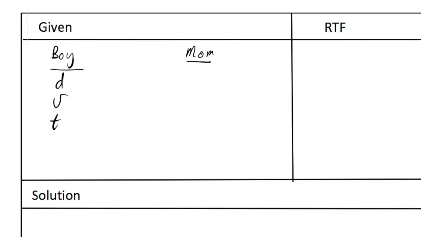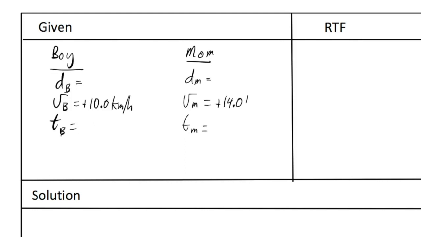But we're going to be using positive and negative to represent these directions because everything's collinear. So again, d, v, and t. However, we have to distinguish these from mom, hence the subscript B. Now what we know about the boy is that he was traveling at 10 kilometers per hour. And we don't know anything else at the moment. Well, that's not entirely true, but we have to do a little bit of interpretation, and we'll do that as we go along. So let's talk about the mom now. We have the displacement of mom, the velocity of mom, and the time for mom. We know that mom is running at 14 kilometers per hour, both in the positive direction.